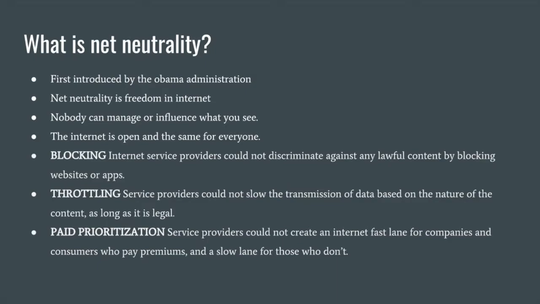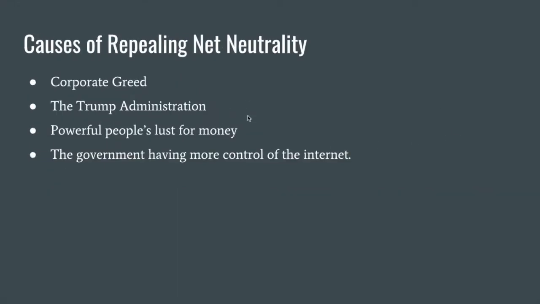And one of the rules, to be precise, I like how globalnews.com put it. Blocking: internet service providers could not discriminate against any lawful content by blocking websites or apps. Throttling: providers could not slow the transmission of data based on the nature of content as long as it is legal. And paid prioritization: service providers could not create an internet fast lane for companies and consumers who pay premiums and a slow lane for those who don't. This is from globalnews.com.